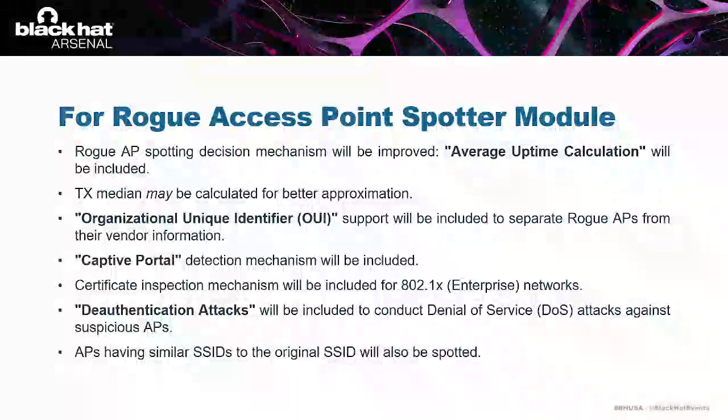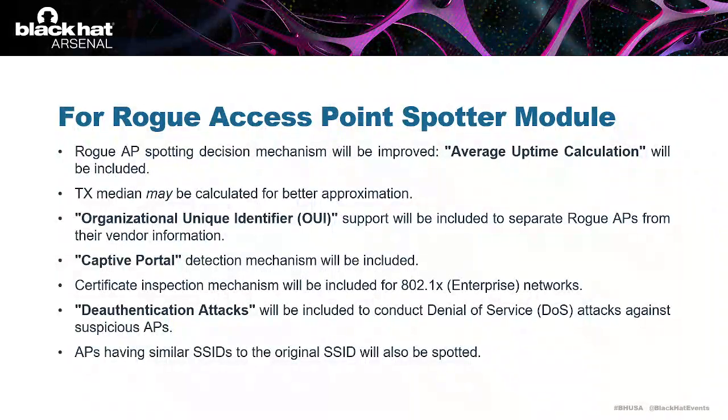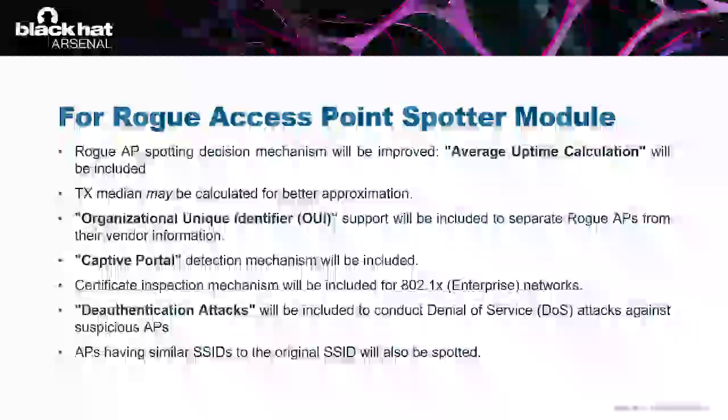One of the big things that we are planning to add is the organizational unique identifier, the OUI, support to separate rogue access points from their vendor information, and we are planning to add a captive portal detection mechanism to separate fake access points better, and a certificate inspection mechanism can be included for 802.1X or enterprise networks.